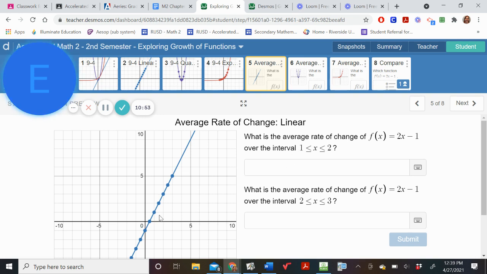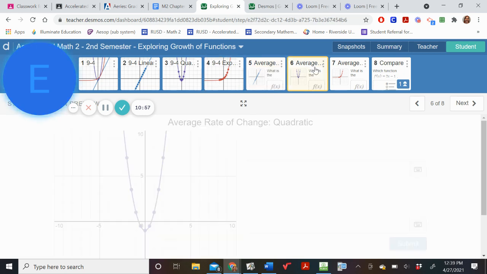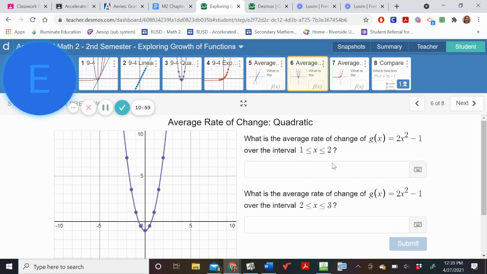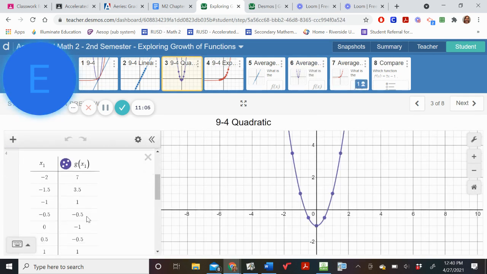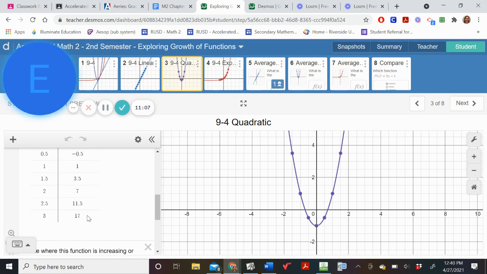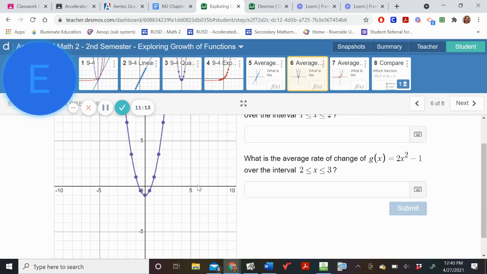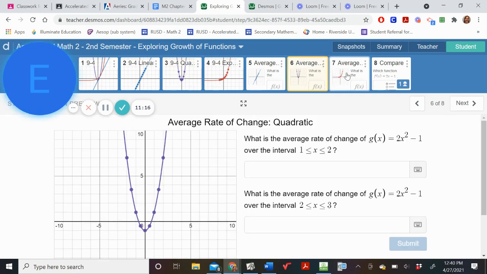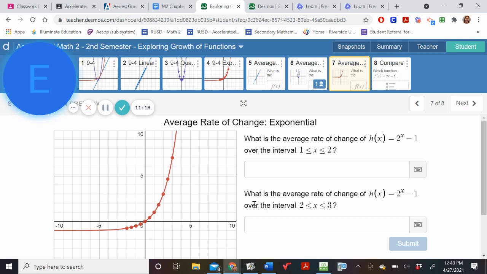So what is the slope from 1 to 2? For the line, that should be no big deal. What is the slope of the parabola from 1 to 2 and from 2 to 3? If you need to get points, go back and steal them from the table over here. So you can steal your points from 2 to 3 if you need to. It's an easier way to do it. So average rate of change. And then we have the average rate of change for the exponential, same idea.